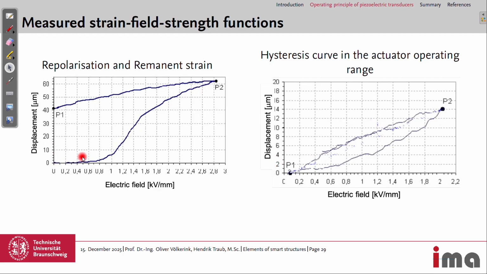So this is the polarization or repolarization, and we start with no displacement and no electric field. Then we apply the electric field above 2 kilovolts per millimeter and remove it again. Then we have the piezoceramic polarized, and we have this remanent displacement. From this point on, we use this hysteresis, and there we won't go higher than 2 kilovolts per millimeter to not change the polarization. Does this answer?